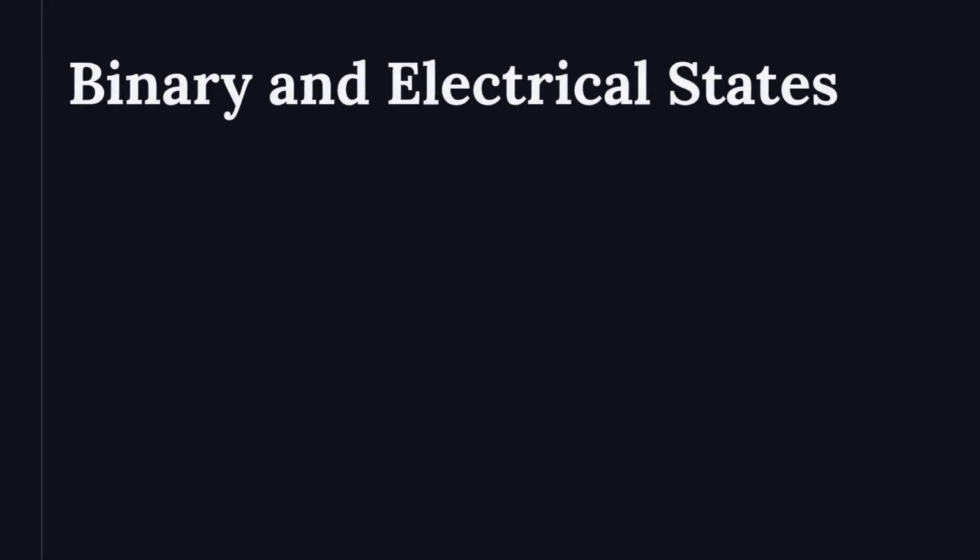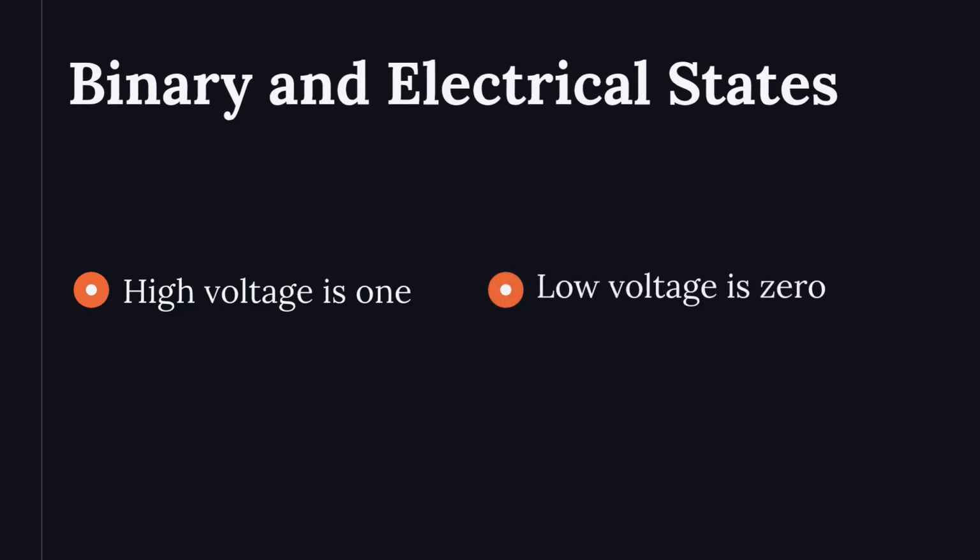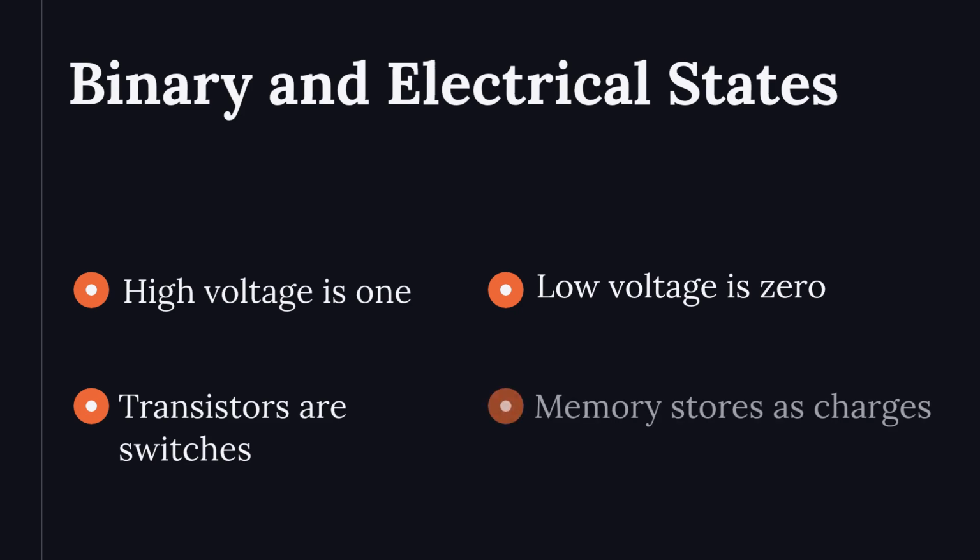Binary values match physical electrical states. 1 represents high voltage and 0 represents low voltage. Transistors act as electronic switches in logic gates. Memory stores bits as electrical charges or magnetic states. This ensures consistent data processing.